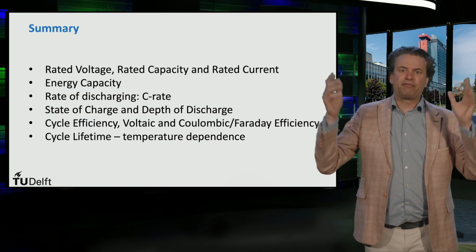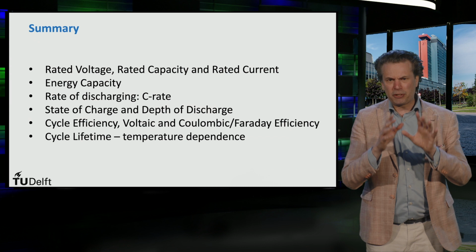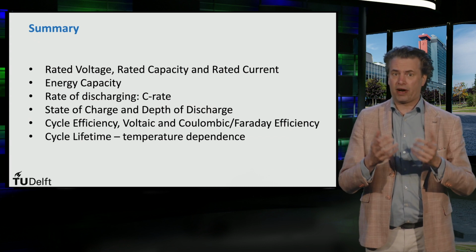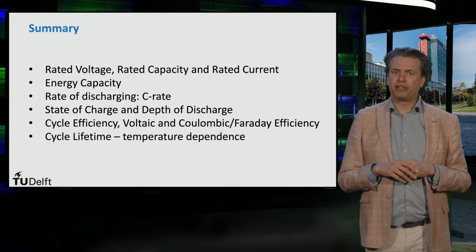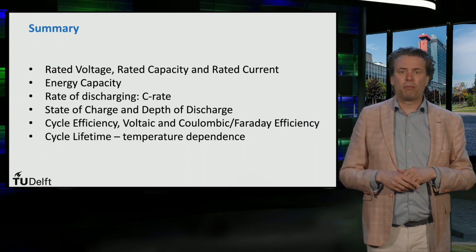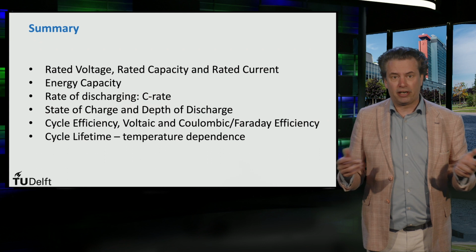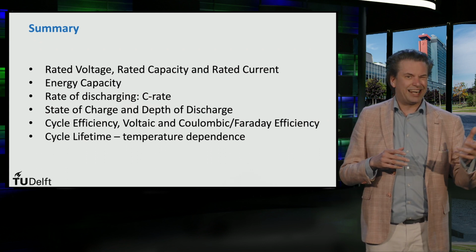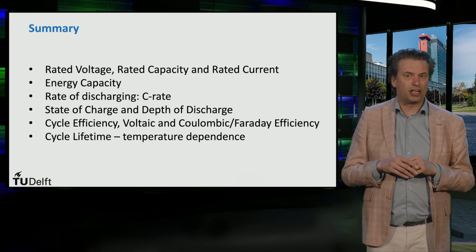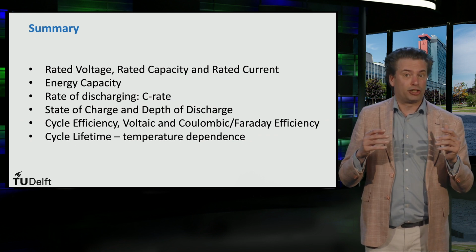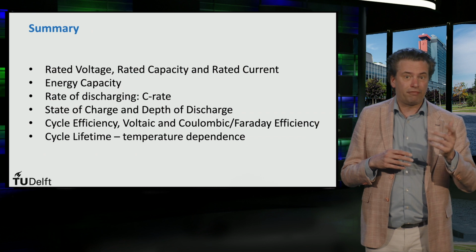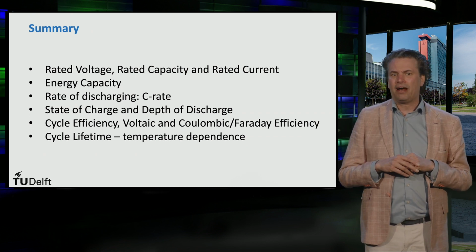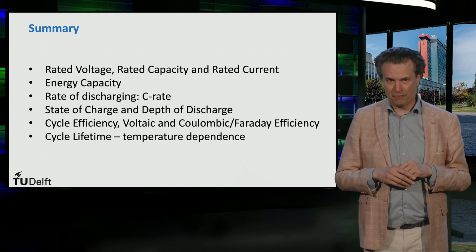This brings us to the end of this video. At this moment you learned a bit more about batteries and the parameters that are used to characterize them. The learning objective of this video was to understand some parameters that we use to characterize the batteries, like rated voltage, rated capacity and rated current, energy capacity, rate of discharging, the C rate, state of charge and depth of discharge, cycle efficiency, the voltaic and Coulombic Faraday efficiency, cycle lifetime and its temperature dependence.